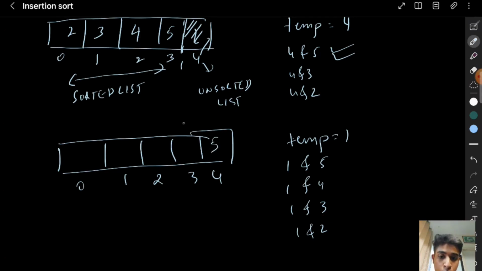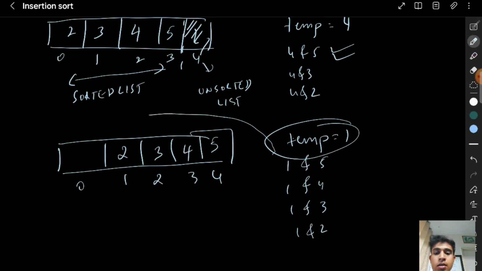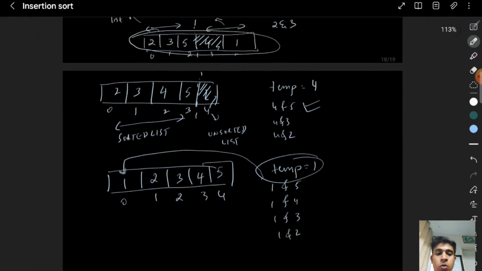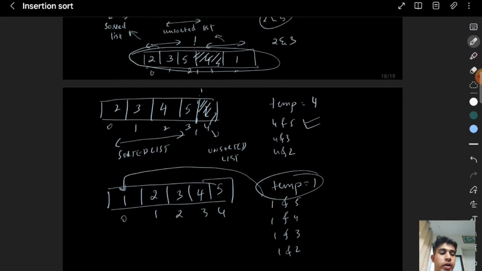4 is greater than 1, so 4 will also get right shifted. 4 will sit here. 3 is greater than 1, 3 will get right shifted. 3 will sit here. 2 is greater than 1, 2 will get right shifted and sit here. And then 1 will get its place at a of 0. So this is how insertion sort works.